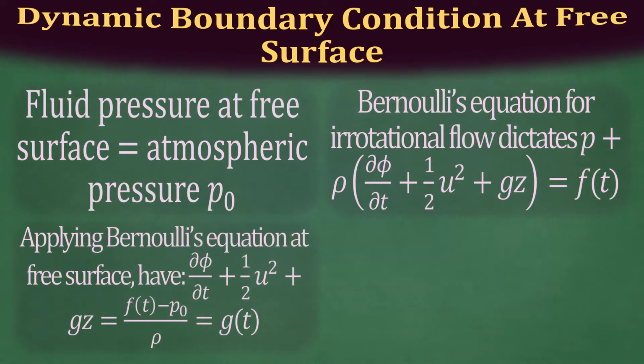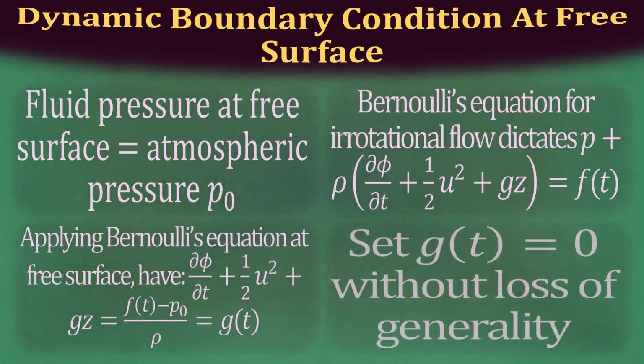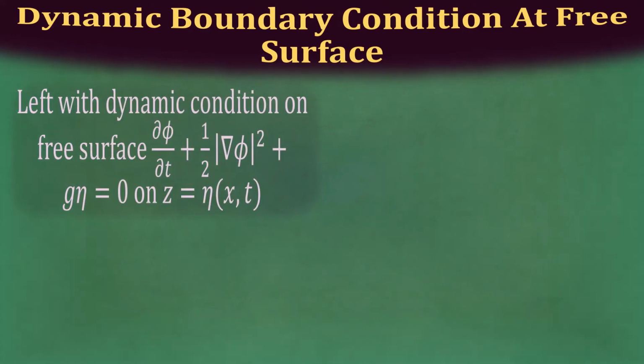We can set g of t to equal 0 without loss of generality. So, we are left with the dynamic condition on the free surface that the partial derivative of phi with respect to t plus a half the modulus of grad phi squared plus g eta equals 0 on z equals eta of x and t.